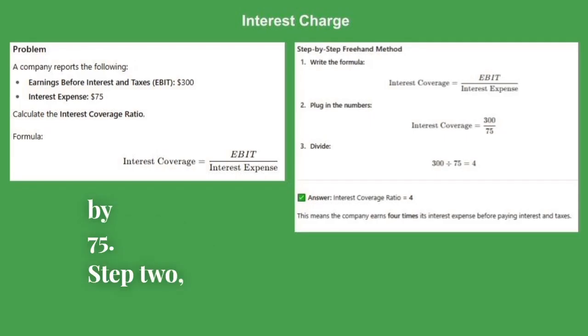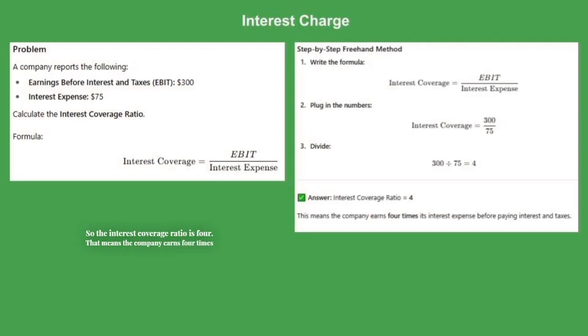Step 2. Divide 300 divided by 75 equals 4. So the interest coverage ratio is 4. That means the company earns 4 times as much as it needs to cover its interest expense.